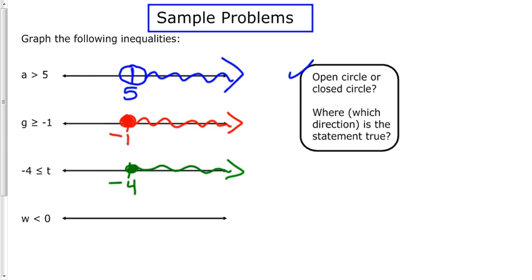And last but not least, W is less than 0. Marking my boundary, 0 there. Open or closed circle, it's going to be open. And now what numbers are less than 0? Everything to the left here is less than 0 because that's where all of our negative numbers are.